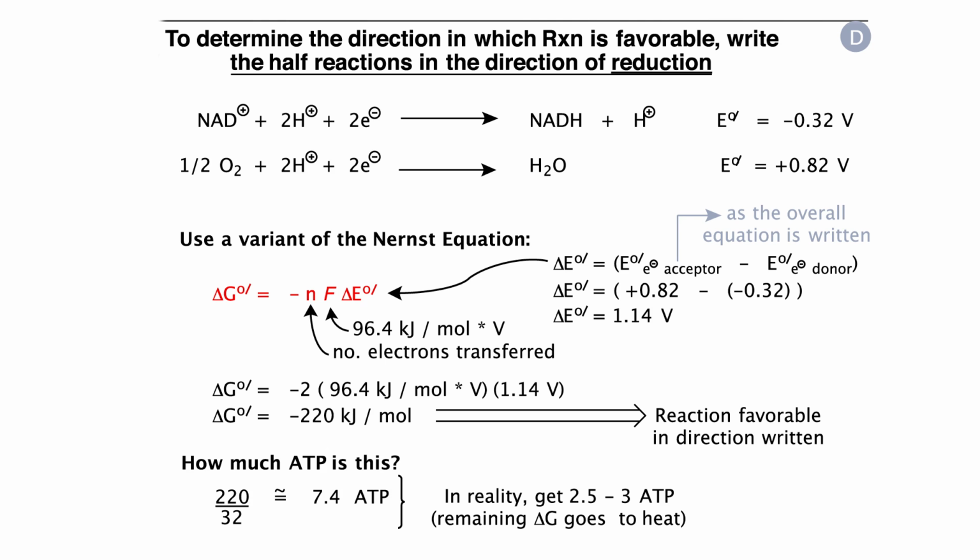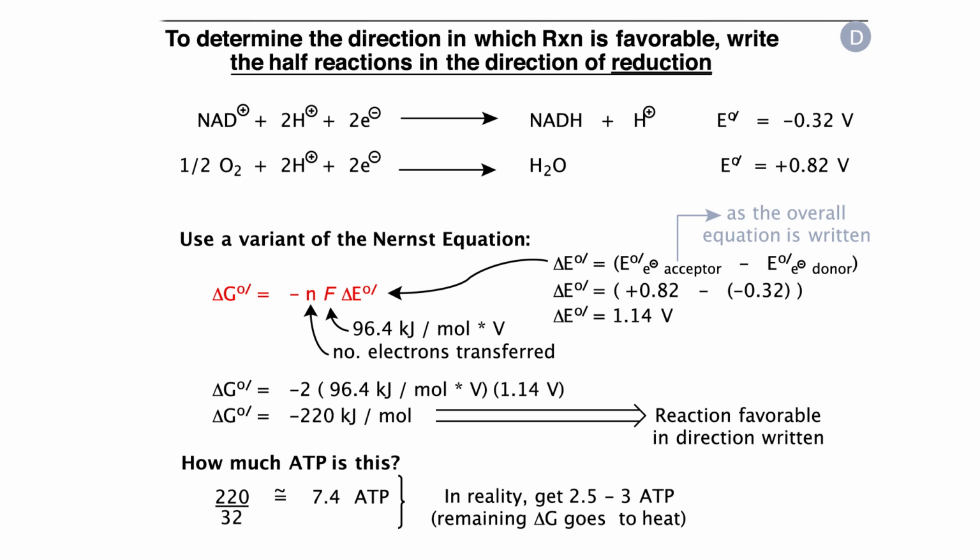To find delta E naught prime, we look at the reaction that I've written out, the overall reaction, and we look to see which is the electron acceptor and which is the electron donor, the way the reaction was written. Then we subtract the reduction potential of the electron donor from that of the electron acceptor. The way the equation is written, left to right, oxygen is the electron acceptor. Its reduction potential is plus 0.82 volts. So delta E naught prime is plus 0.82 minus a minus 0.32, or a total of plus 1.14 volts.